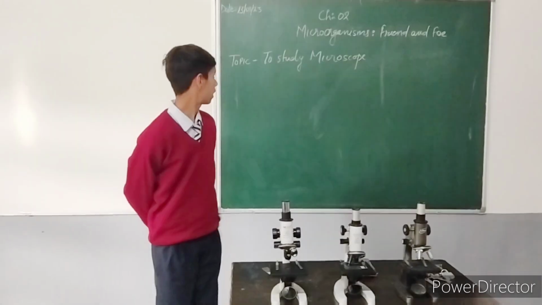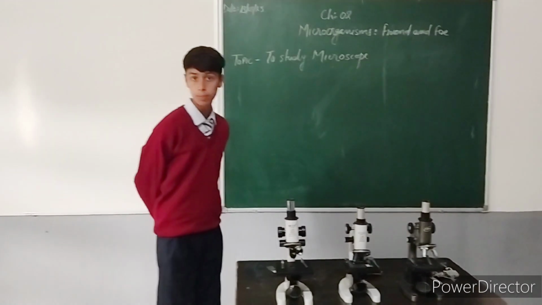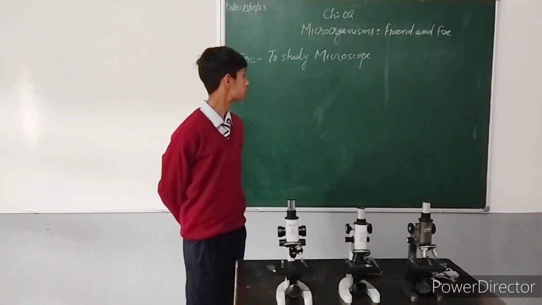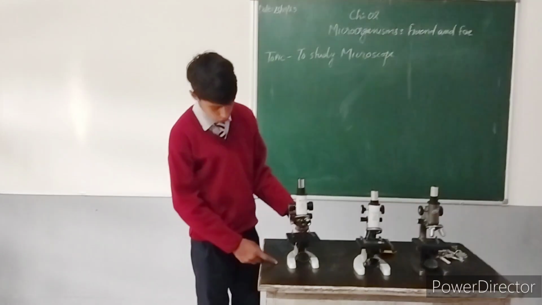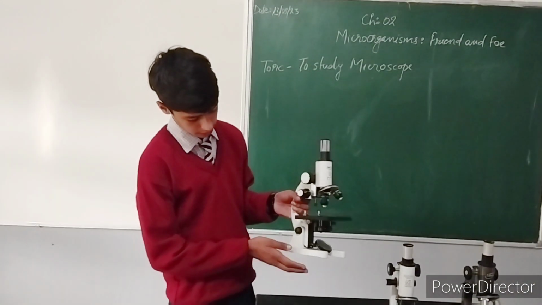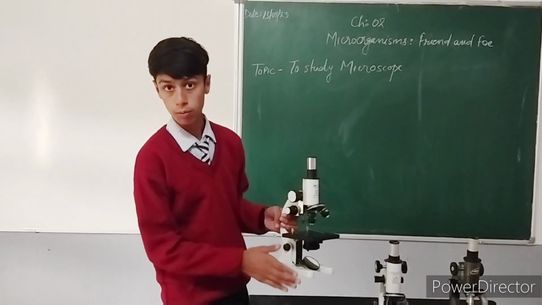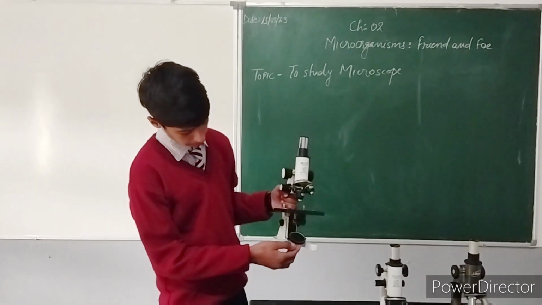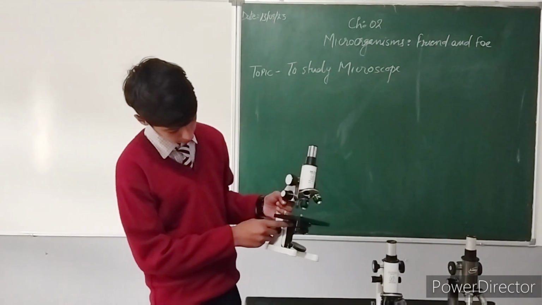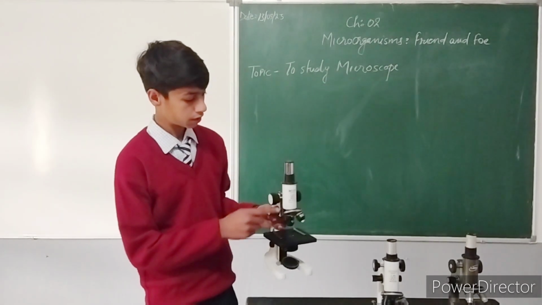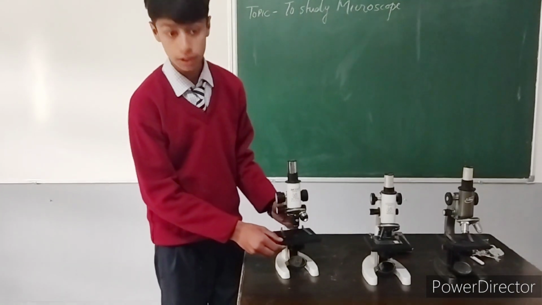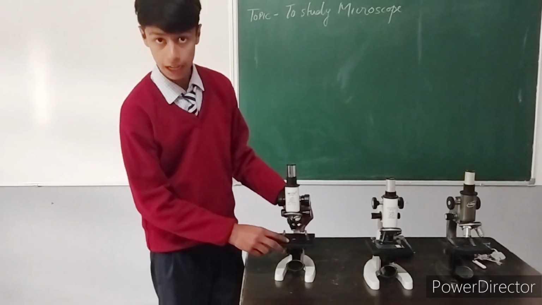Today we have to study the microscope because we are learning Chapter 2, Microorganisms. This is the microscope and this is the base of the microscope. Here is the base and its arm, and this is the body of the microscope. This is a mirror by which we can adjust light to the diaphragm, and through which we can see through the eyepiece. And this is the stage on which we place a slide.